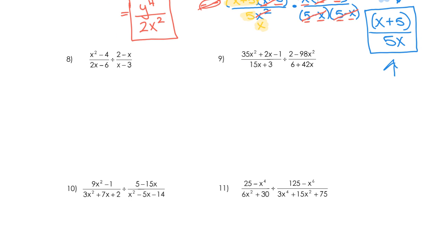A couple more. Number 8. Okay. Again, it's a division problem, so I'm going to change the division sign to multiplication, and then we'll go ahead and flip that second fraction.